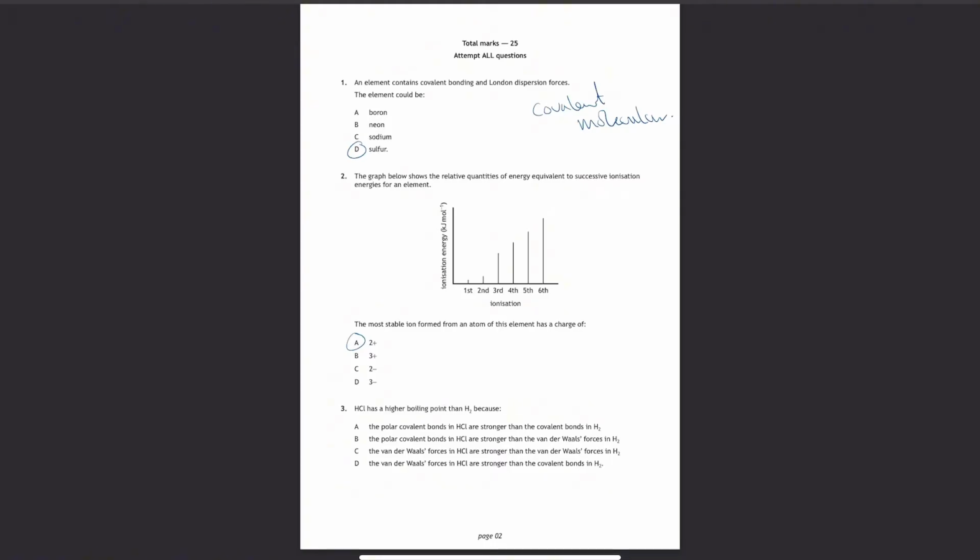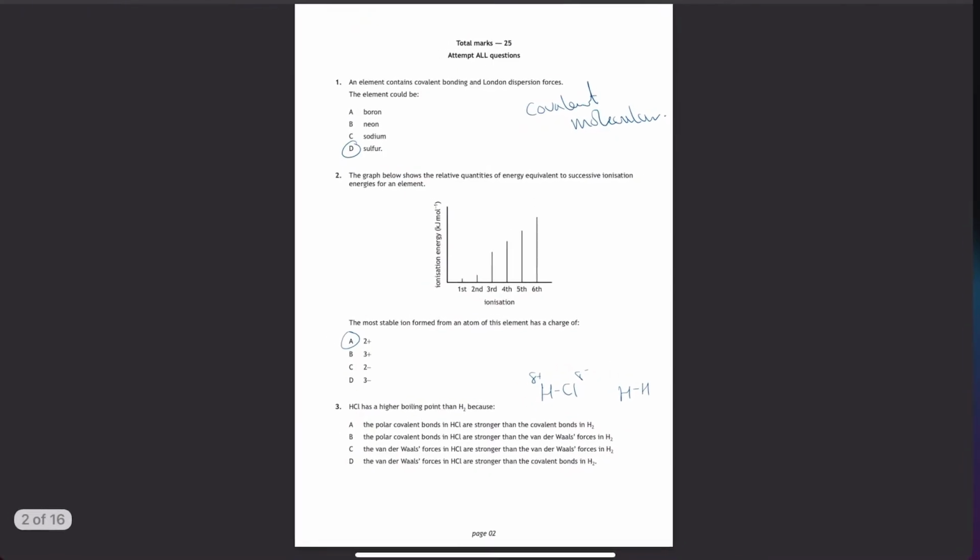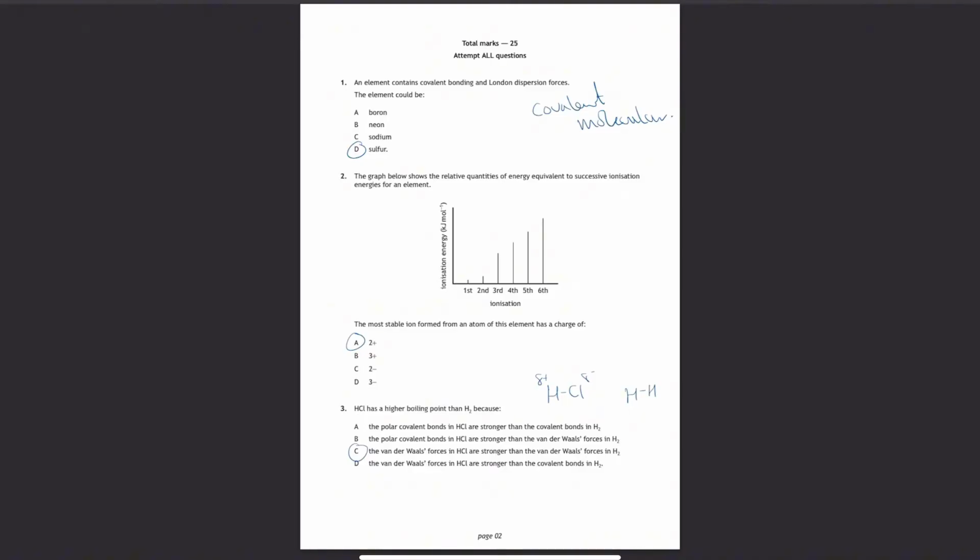For question 3, HCl has a higher boiling point than H2 because, in HCl, hydrogen and chlorine have different electronegativities, which means it will be a permanent dipole. It will have a permanent dipole in the molecule, so it can form PD interactions. Hydrogen, H2, is a non-polar molecule, so it'll only have LDFs. So in that case, C is the applicable answer, because the van der Waals forces in hydrogen chloride, which are PD to PD interactions, are stronger than the LDF van der Waals forces in hydrogen.